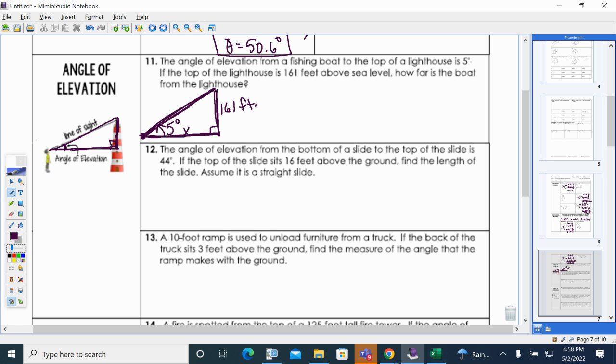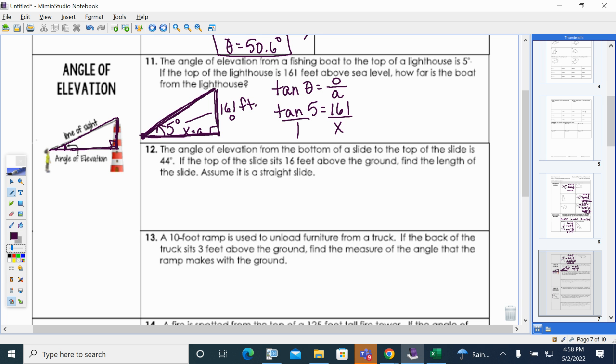And now we're going to do just like we did in some of the examples leading up to this. We're going to label our parts as far as opposite, adjacent, and hypotenuse and figure out which trig function. So from theta, we have the opposite. So this is my opposite. And the x is actually going to be your adjacent. So opposite and adjacent is going to be tangent. So tangent of theta equals opposite over adjacent. So let's fill in our parts. The tangent of 5 degrees is equal to opposite, 161, over x.